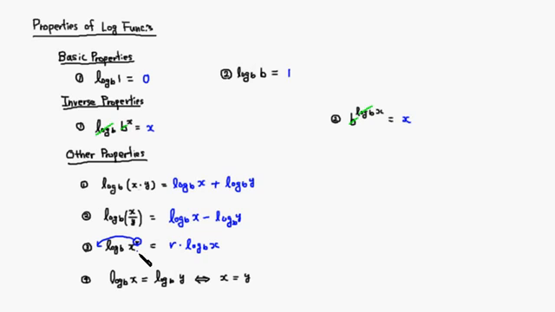And the last one is useful when it comes to solving equations. If you have log to the base b of x is equal to log to the base b of y, if you have the same base, then what's inside must be the same. So then it means that x has to be equal to y. Those are the log properties that we can use, and these are very useful.